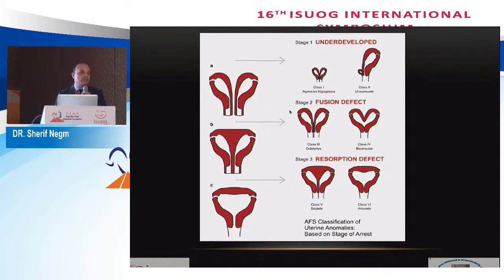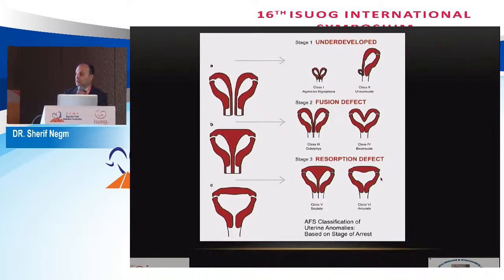One is complete failure of formation of the paramesonephric or Mullerian ducts, resulting in either Mullerian agenesis or, with unilateral failure, a unicornuate uterus. There is a fusion defect in which the two Mullerian ducts don't fuse together, either completely, resulting in a didelphys uterus, or partially, resulting in a bicornuate uterus. Or a resorption defect in which the septum in between fails to become resorbed, resulting in either a septate or partial septate uterus, or a small indentation at the fundus, resulting in what was previously known as an arcuate uterus.